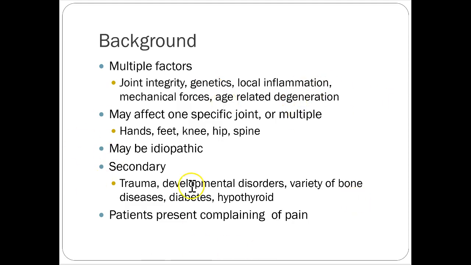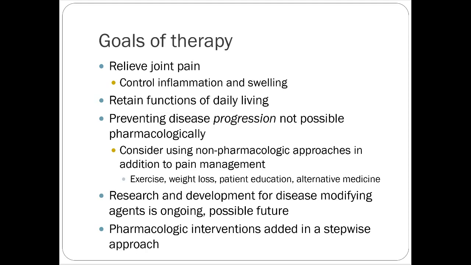And then, of course, there's secondary sources as well, things like trauma or bone diseases. Diabetes can cause complications as well, but that's usually more neuropathic pain. So we want to relieve joint pain, we want to control inflammation and swelling, and help the patient retain their functions of daily living.